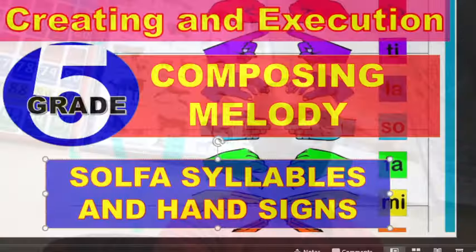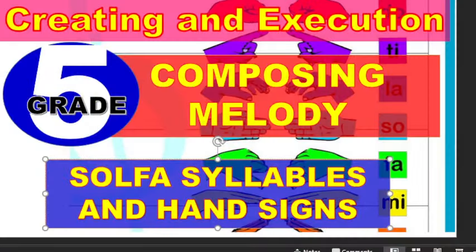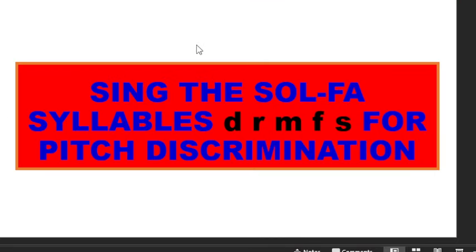Today, we want to look at the solfa syllables and the hand sign under composing melody in grade 5. Welcome to my lesson. Today, we look at various types of sign, various solfa syllables. The first question: sing the solfa syllables do, re, mi, fa, so for pitch discrimination.